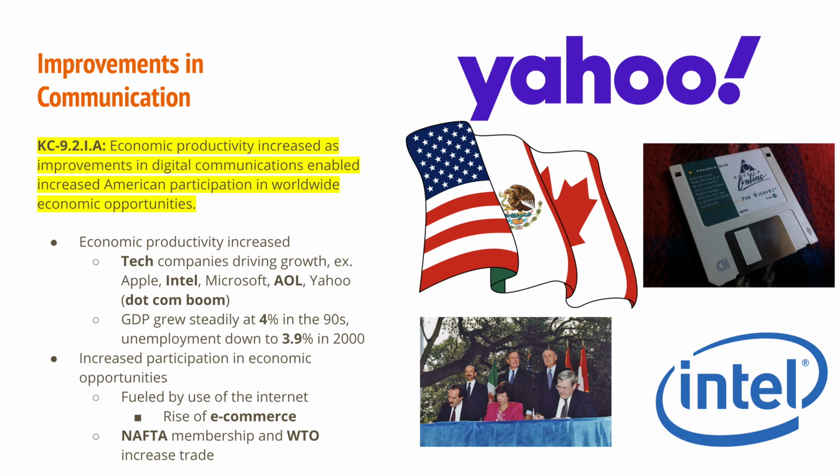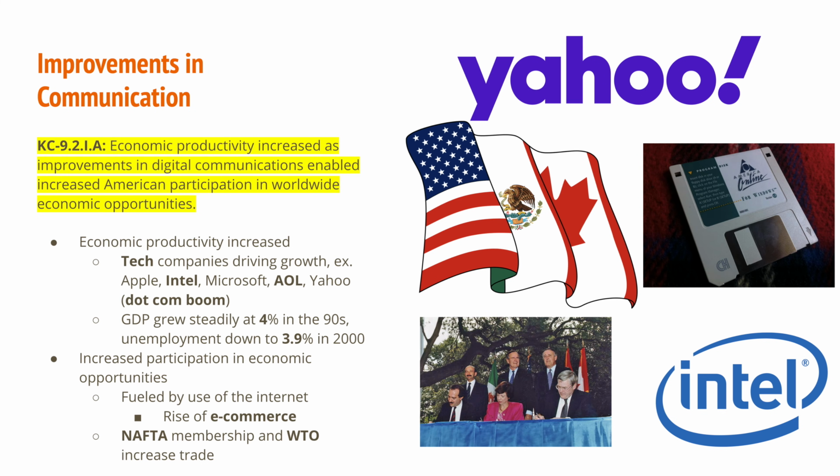So economic productivity increased as improvements in digital communications enabled an increased American participation in worldwide economic opportunities. What this means is that the economy got better. Economic productivity increased as a result of greater communication, greater developments in technology, and the companies that are driving this growth are these technology companies that in the United States are located in Silicon Valley. So Apple, Intel, Microsoft up in Seattle, but AOL, Yahoo, they're all part of what's called the dot-com boom.